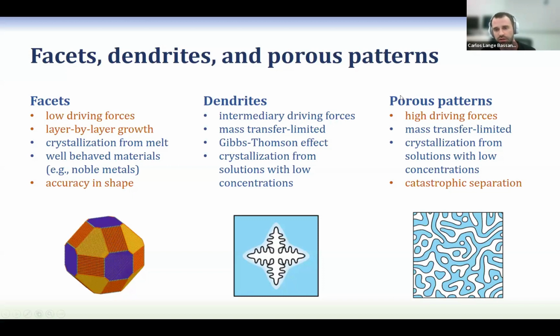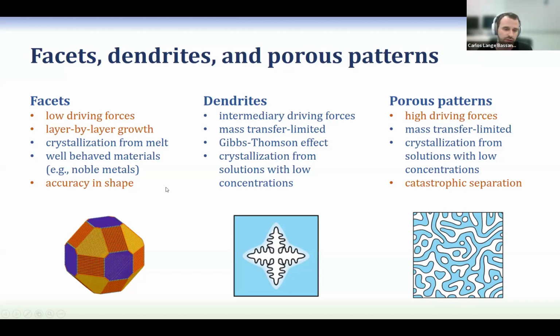And if we go a little bit more complex into high driving forces, where nucleation occurs at a very high driving force, so there's multi-site nucleation in 3D with a lot of competition and mass transfer limitation, then we have a catastrophic phase separation forming a porous medium.